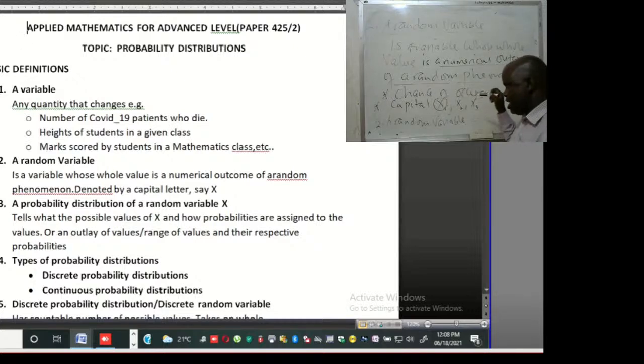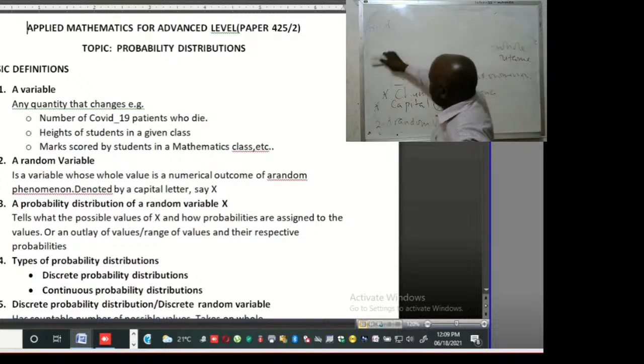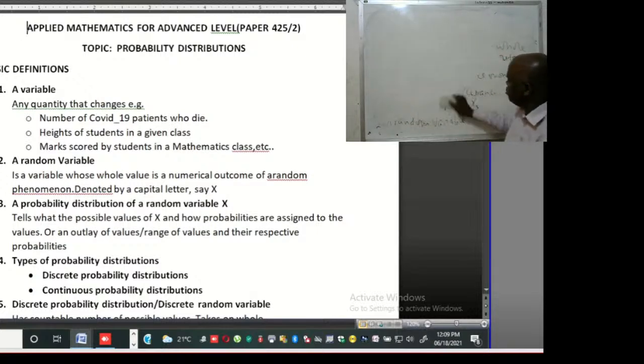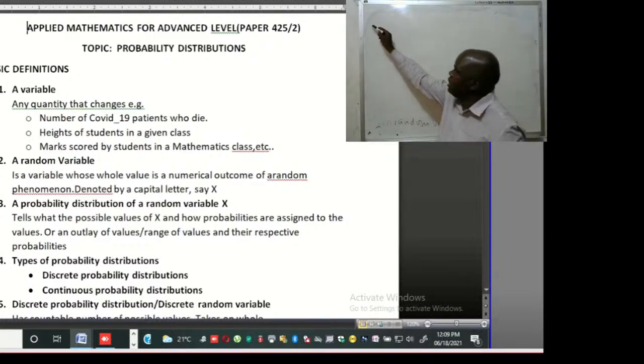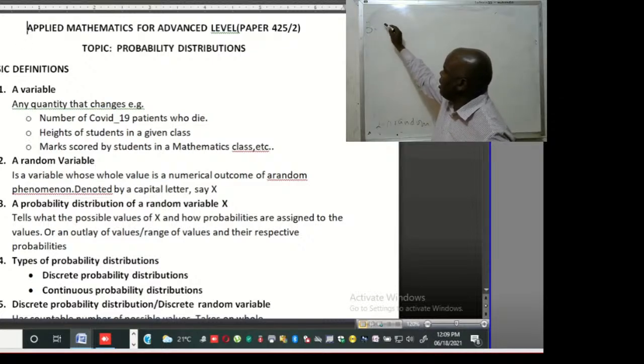Once you have understood that, then now, because they have a random phenomenon, that means what? They have given probabilities. And when they have given probabilities, the implication therefore is they have what we call a probability distribution. So, a probability distribution then is these respective outcomes. The third one now, a probability distribution.